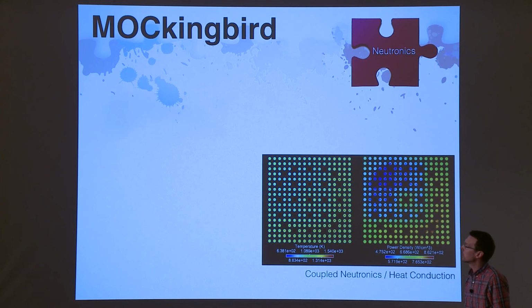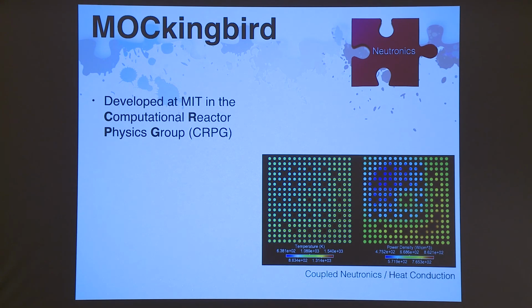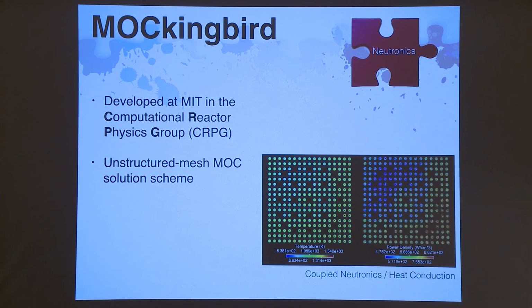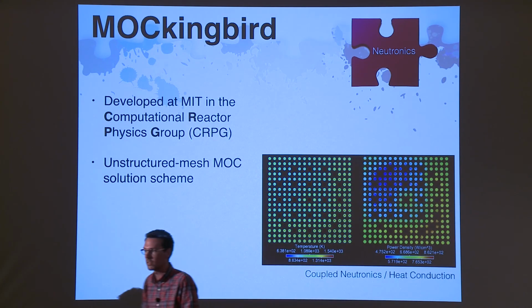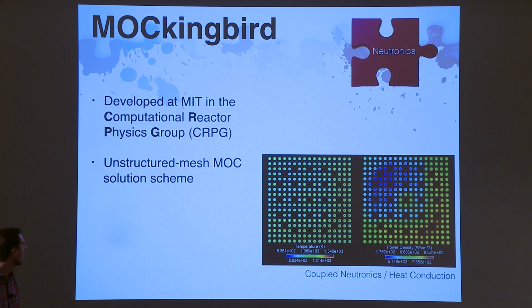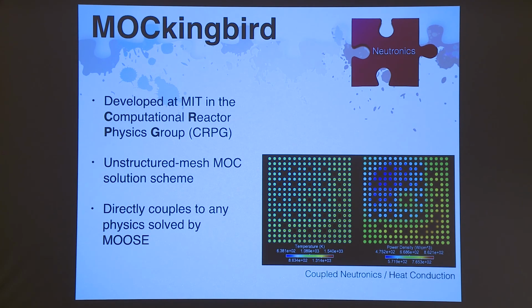So moving on to Mockingbird. Mockingbird is a new tool that I've developed here at MIT. It's an unstructured mesh method of characteristics code, which probably doesn't mean much to you. But the unstructured mesh part means that it's very generally capable of solving in lots of different geometries. So we can look at things like next generation reactors, for instance, and test reactors and things like that. And it directly couples to any other MOOSE fields. So we can solve for heat conduction, we can solve for fluid flow, and we can pick that up and have it impact the neutronics directly. And then it's also very massively parallel, so we can solve really large, full-core 3D systems.